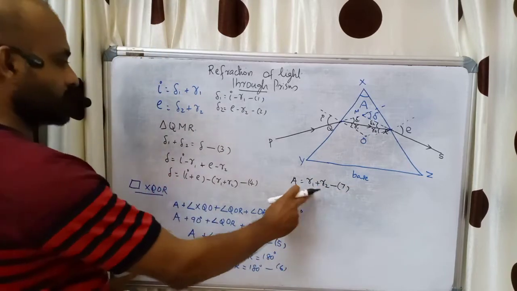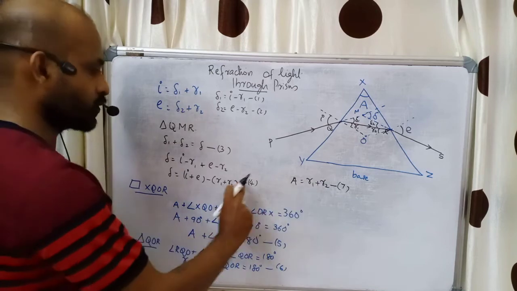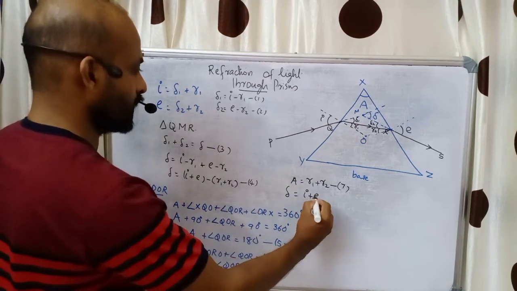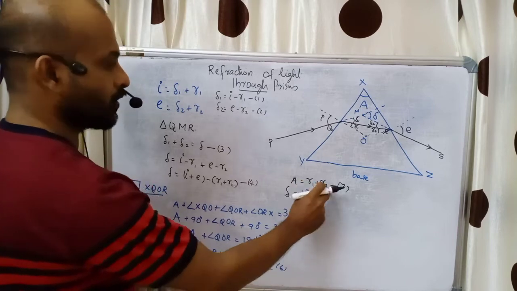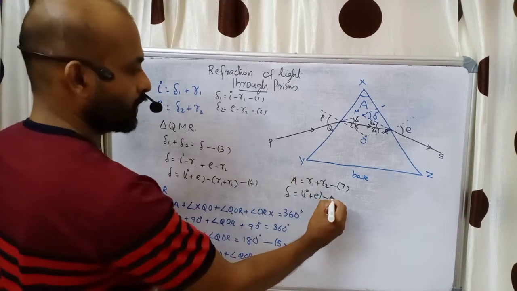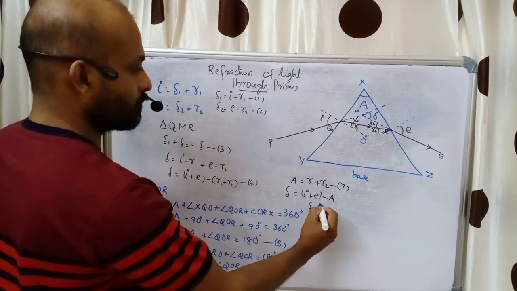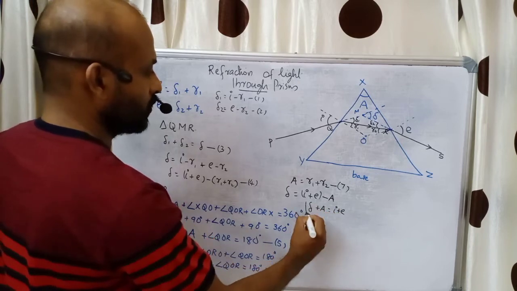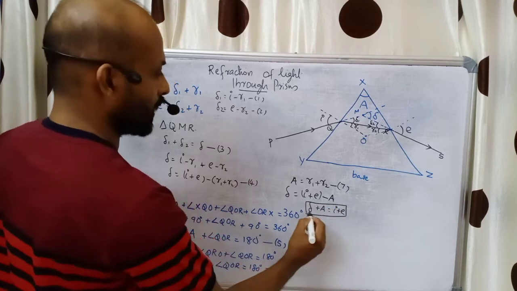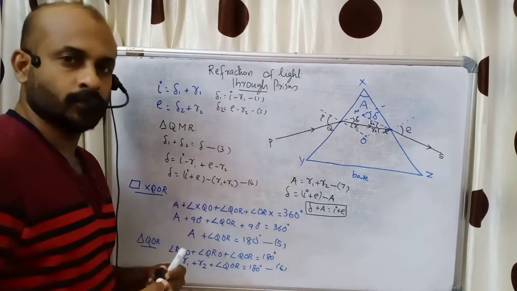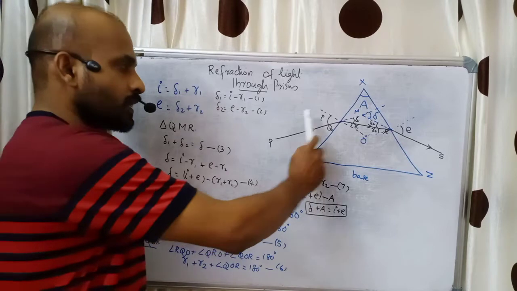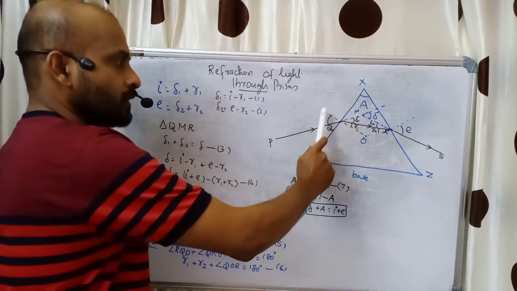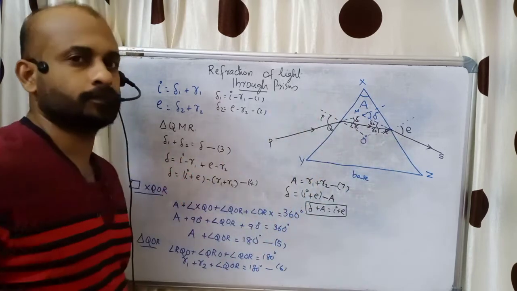Now we can substitute this here in equation number 4. 7 we can substitute in equation number 4. What will you get? Delta is equal to I plus E minus, instead of R1 plus R2 I will write A. Or I will get delta plus A is equal to I plus E. So when you add angle of deviation and angle of the prism, what will you get? It will be equal to the sum of angle of incidence and angle of emergence. Deviation angle plus angle of the prism equal to I plus E.